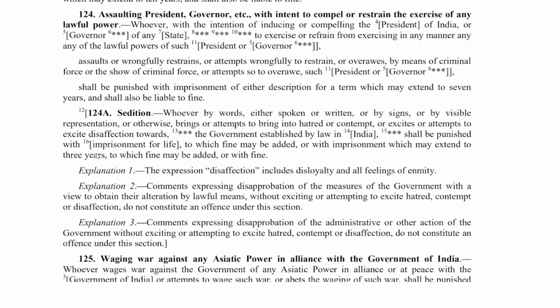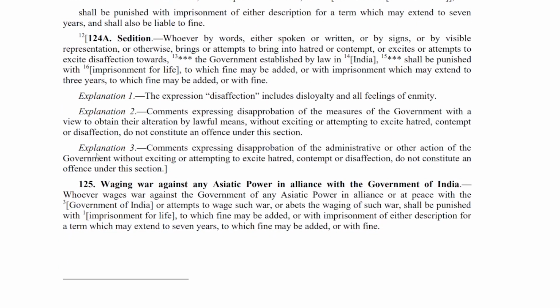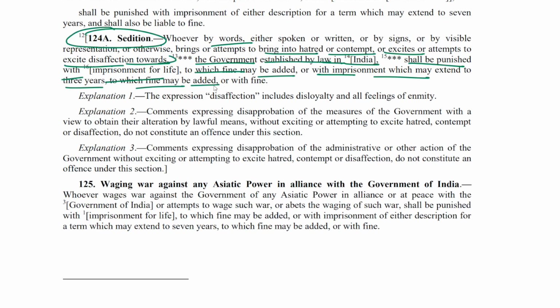And then you have sedition. Sedition is something that you might have already studied in your earlier days. Sedition is something whereby we are trying to bring into hatred or contempt, or excite attempts to excite disaffection towards the government established by law in India, shall be punished with imprisonment for life, to which fine may be added, or with imprisonment which may extend to 3 years, to which fine may be added, or with fine. Okay, whosoever by words either spoken or written or by signs or visible representation.